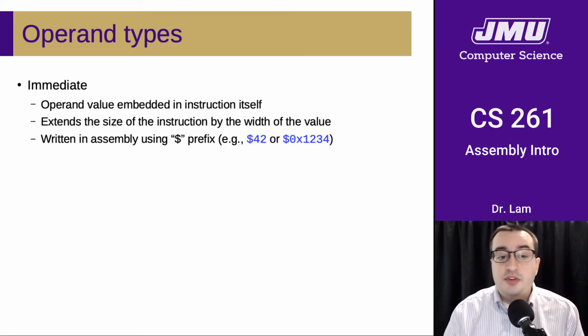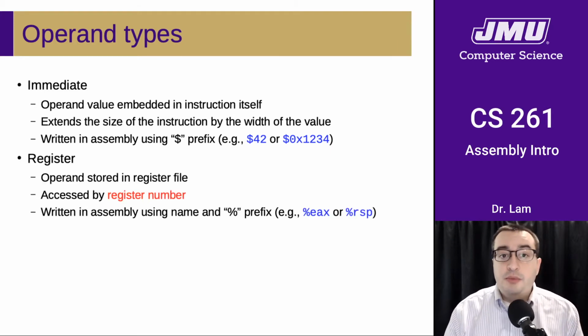In our form of assembly, we're going to write this using the $ as a prefix. So for instance, this is an immediate operand with value 42. We can also write these using hexadecimal. So this is an immediate operand with value hex 1234.